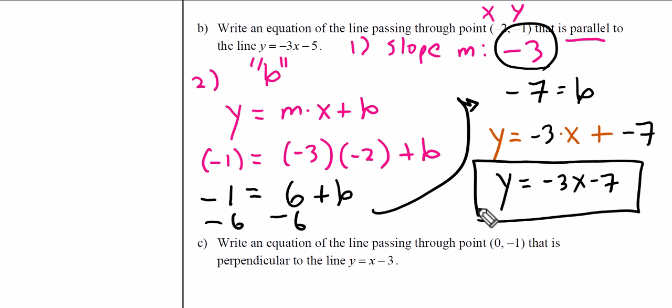Note that the only difference with this problem compared to part A was the slope. This was for a parallel line, so we pretty much just copied and pasted this slope into our new equation. It's pretty much half of the work done for you. Pretty smooth. You're going to have to find that b value always by setting up this slope-intercept form, plugging in the three values that you have, solving for b, and then putting that back respectively.